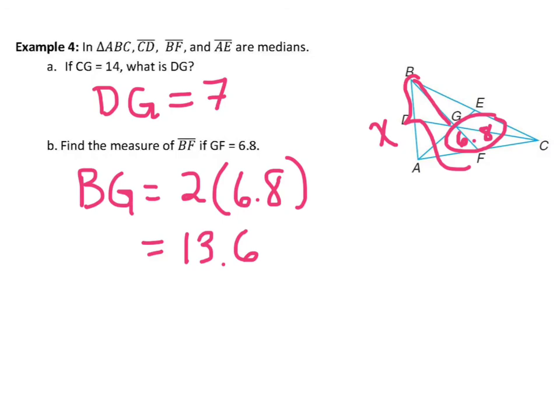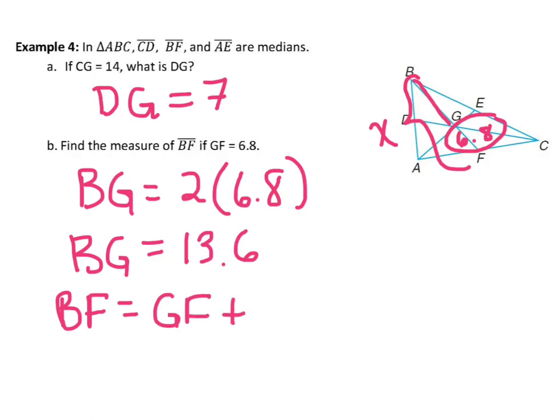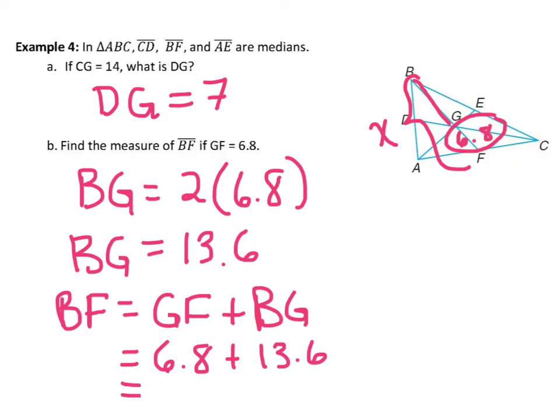However, they were asking us for the length of BF. Since BF is equal to GF plus BG, and we know both of those lengths to be 6.8 plus 13.6, we get that BF is equal to 20.4.